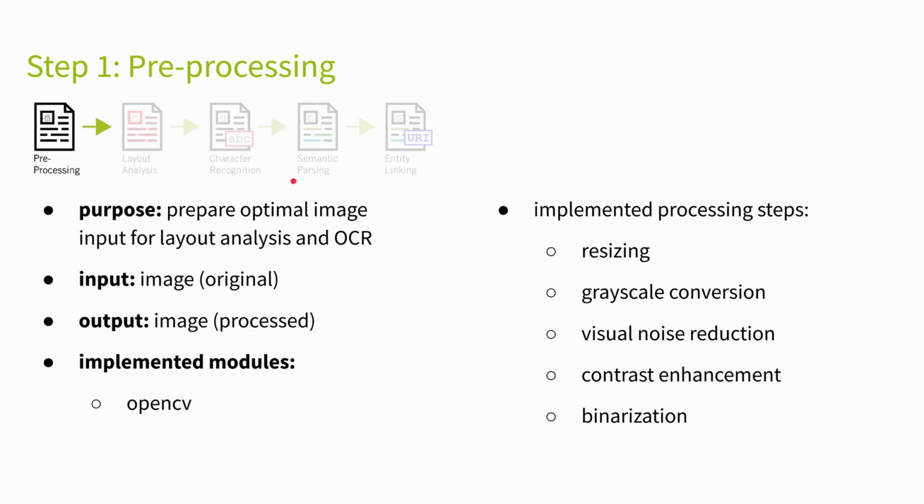The input apparently is the original image, and the output of this step is a processed image. Currently, we have implemented a pre-processing module based on OpenCV, and in particular, we have implemented processing steps for resizing the image, for grayscale conversion, visual noise reduction, contrast enhancement, and binarization, which are the typical steps of image pre-processing before you go into layout analysis and optical character recognition.